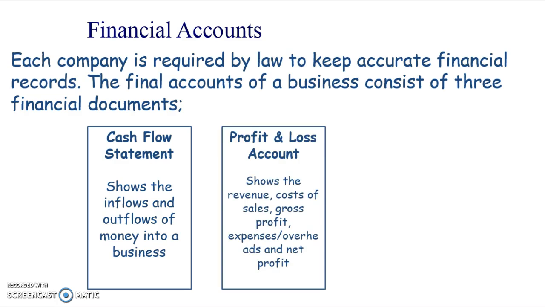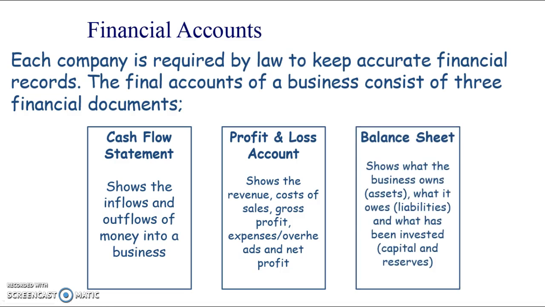But in Unit 2, we need to know about profit and loss accounts. This shows whether the business is making a profit or a loss, but it breaks things down as well. It shows how much revenue they've brought into the business from selling their goods and services, the costs of making those goods and services, the gross profit, the expenses or overheads, and then the net profit. We'll look at the difference between gross profit and net profit in a few slides' time.